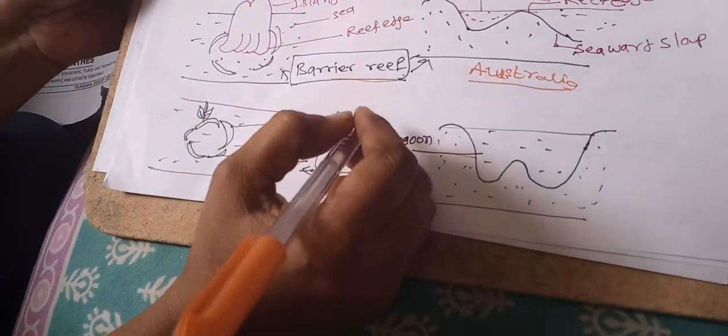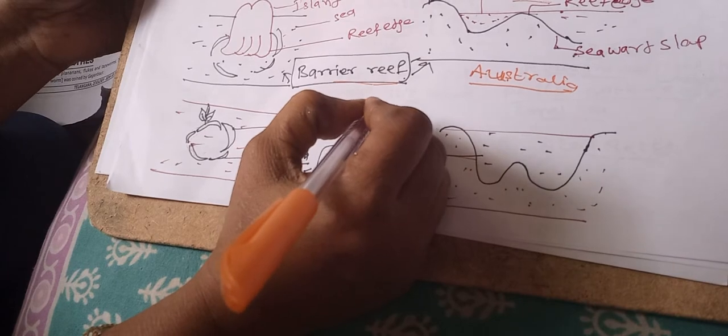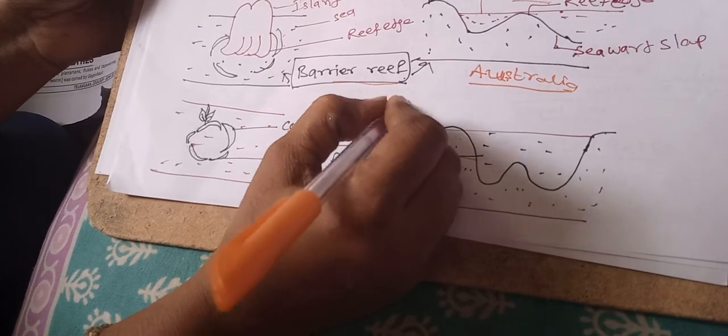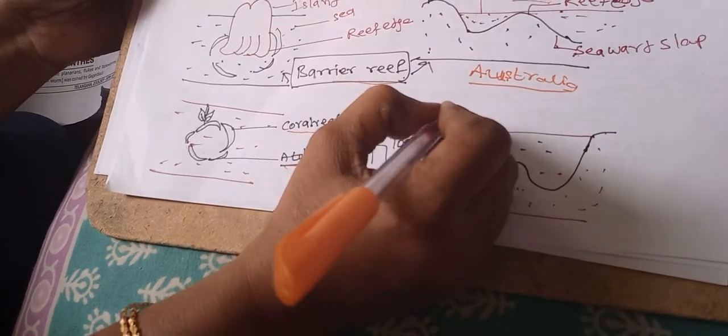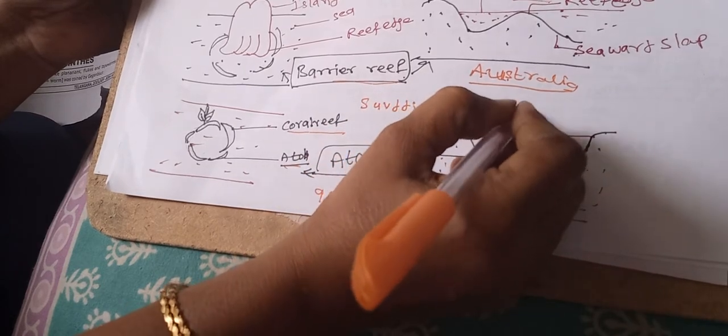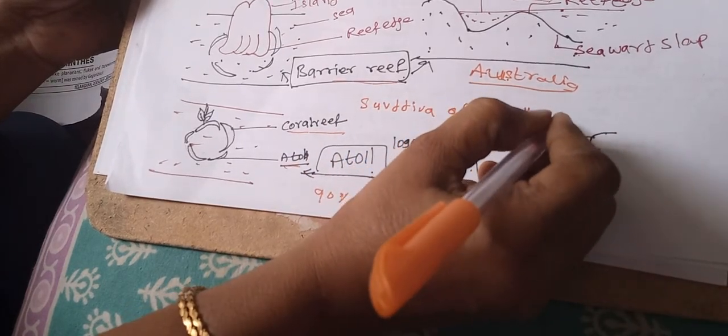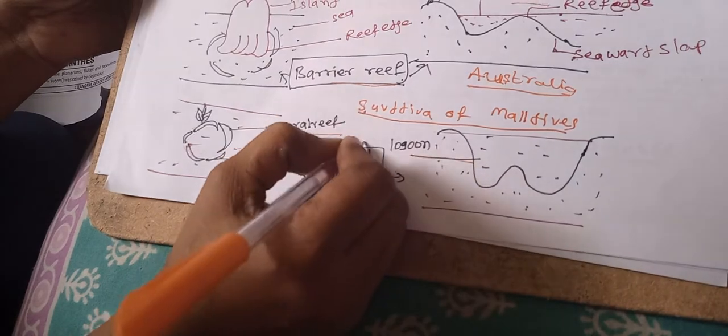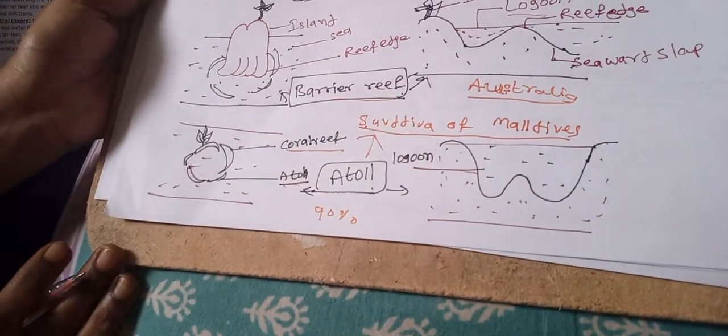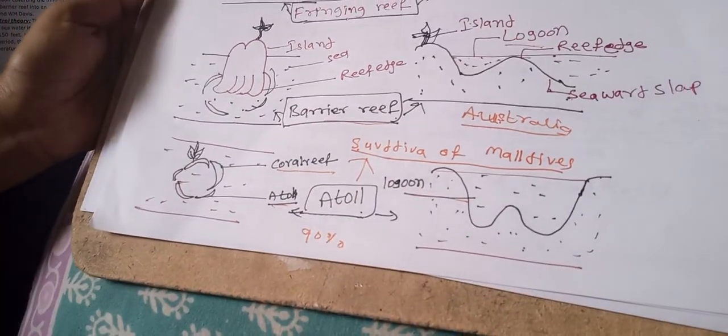Very important example: Suvadiva of the Maldives. Atoll example, very important. Suvadiva of the Maldives. Okay. Formation of coral reefs.